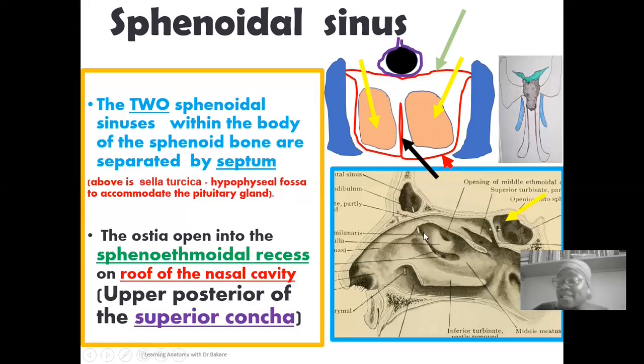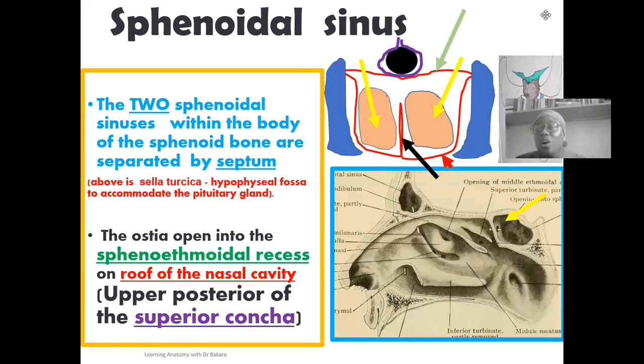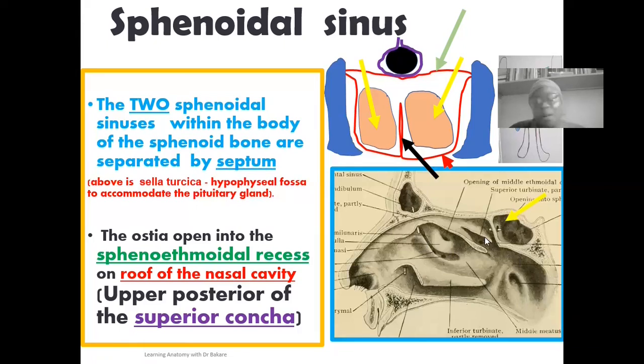For the frontal sinus, it is seen to drain into the upper part of the hiatus semilunaris. We already described this in our previous slide. So talking about the configuration of the lateral wall of the nasal cavity, we have the conchae, which are the superior, the middle, and the inferior conchae. So this is where we have the superior conchae.